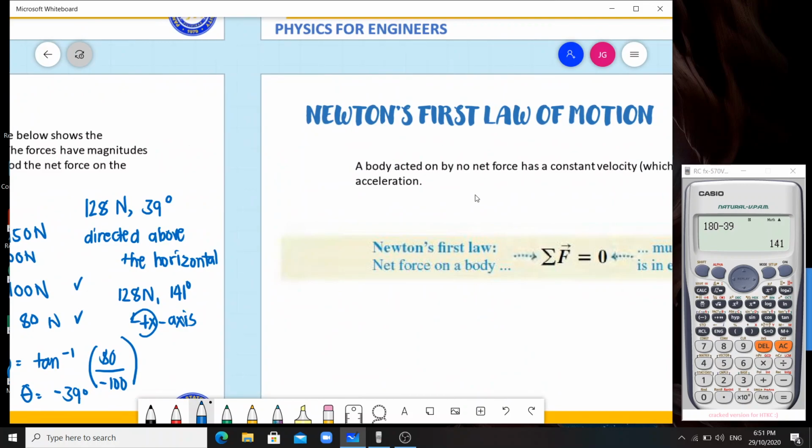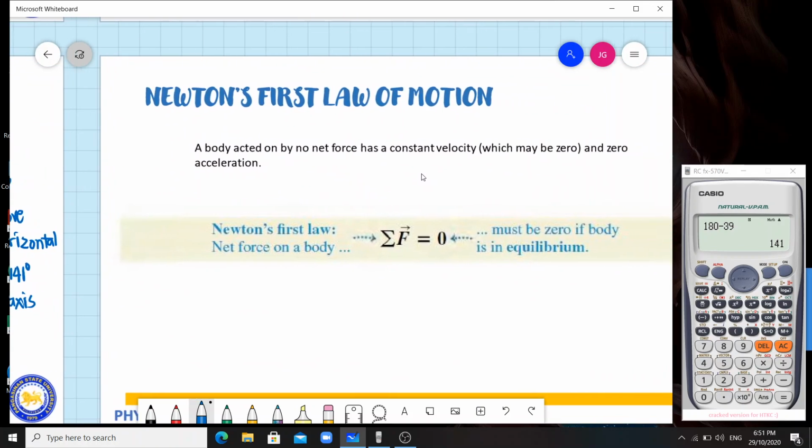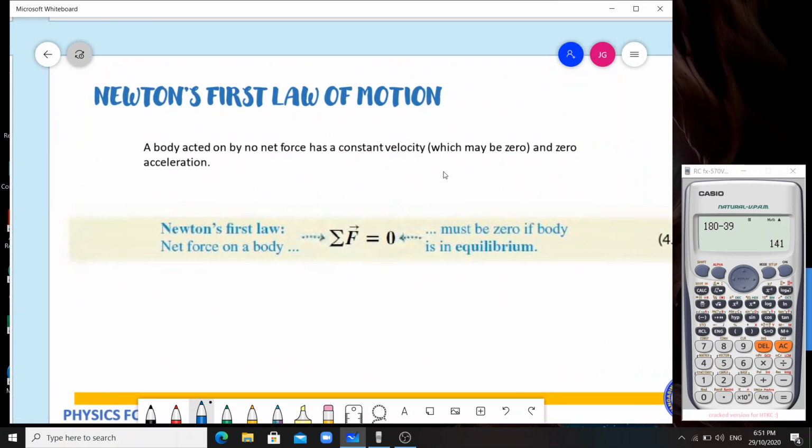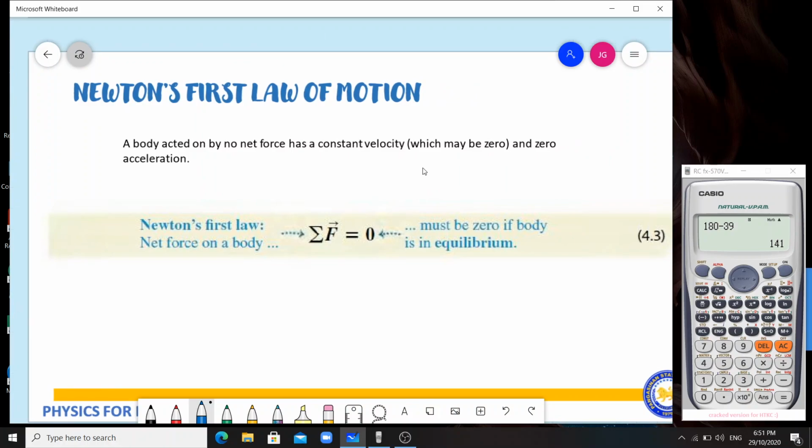And then, let's proceed to the next topic, which is Newton's first law of motion. Sabi dito sa Newton's first law of motion, a body acted on by no net force has a constant velocity which may be zero and zero acceleration. In other words, an object at rest will remain at rest, or an object in motion will remain in motion, unless otherwise acted upon by an external force.